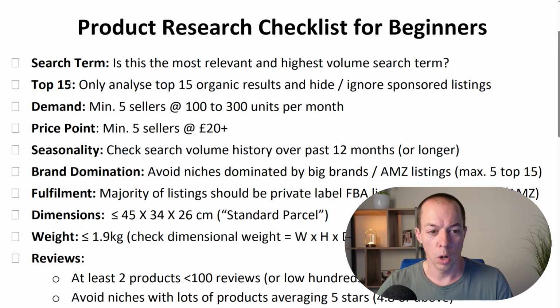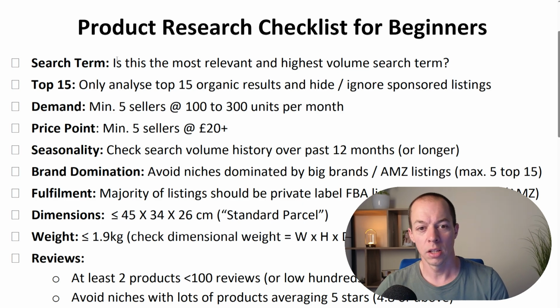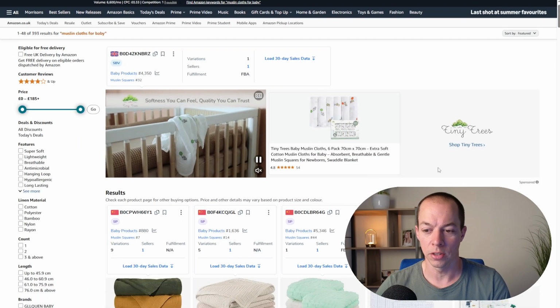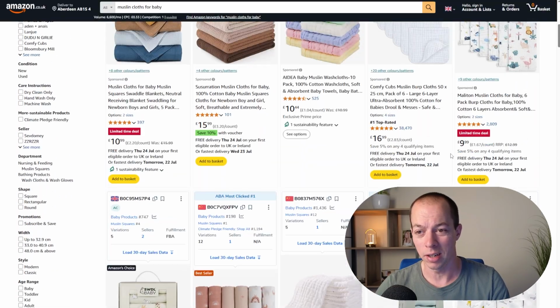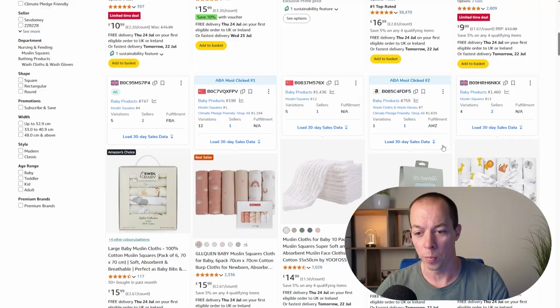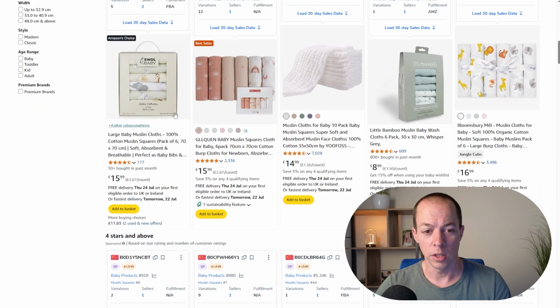The next step, top 15. Only analyze the top 15 organic results and ignore sponsored listings. So what do I mean by that? Well, when you're looking at the search results, most of these are actually sponsored listings. And we're not really interested in how well the sponsored listings are performing, because you make the money on Amazon when you get ranked in these positions, which aren't the sponsored positions.